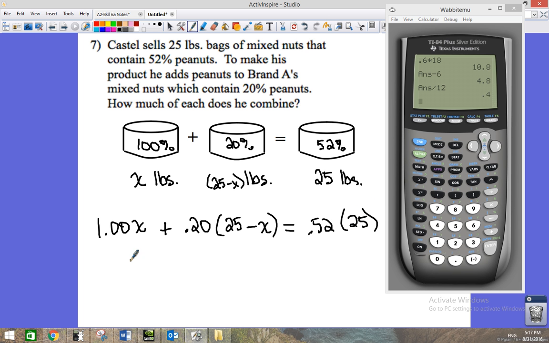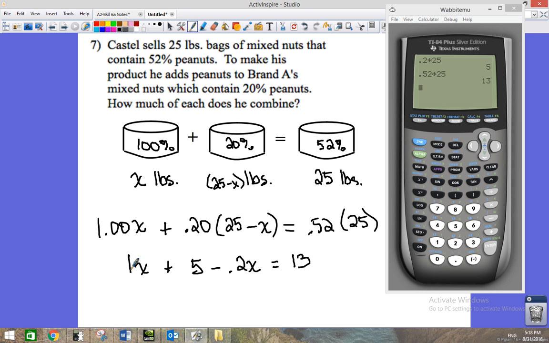Alright, so let's see what we have here. We've got 1x. What is 20% of 25? Maybe 5. Let's see. 20% of 25 is 5. Distribute it to the next term, 0.2. Don't necessarily need the 0, you can write it if you want. And now 0.52 times 25 is going to be a little bit bigger than 12 and a half. 13.